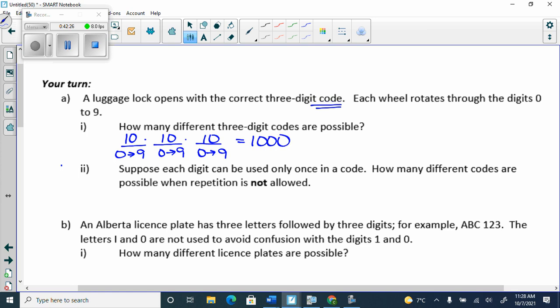Then suppose each digit can be used only once. How does that change? Well, I could have 0 to 9 here, which is 10 options. Repetitions are not allowed, means I hold one of them. So now I could have 0 to 8, which is 9 options, hold one. 0 to 7, which is 8 options, which is 720.